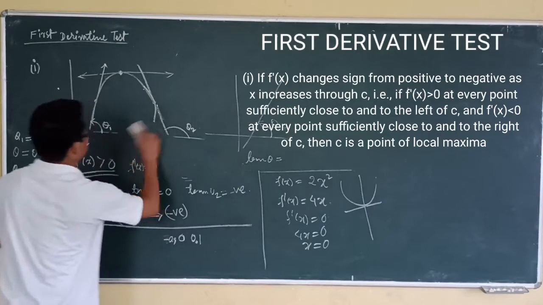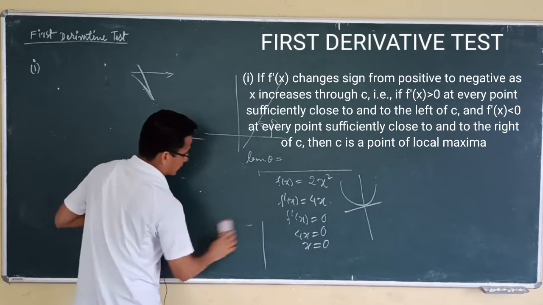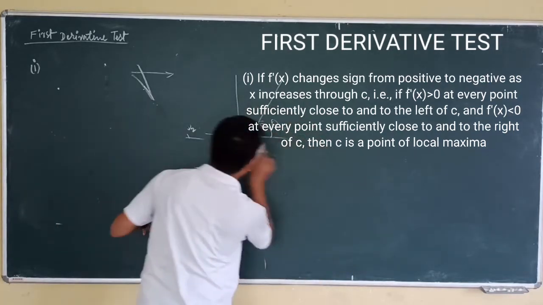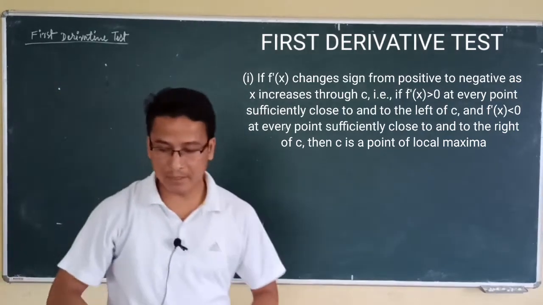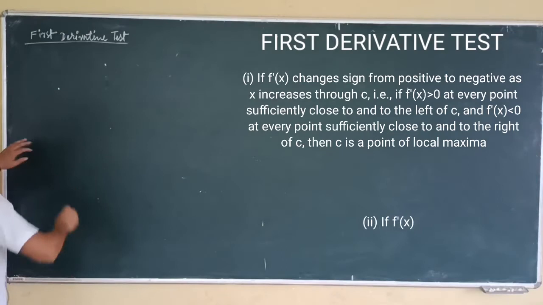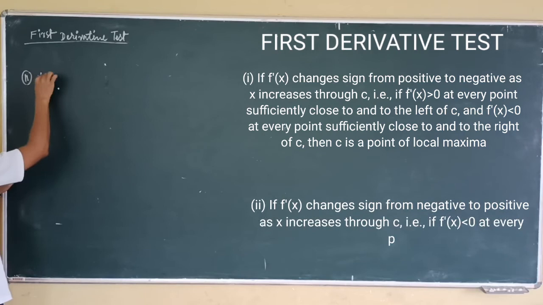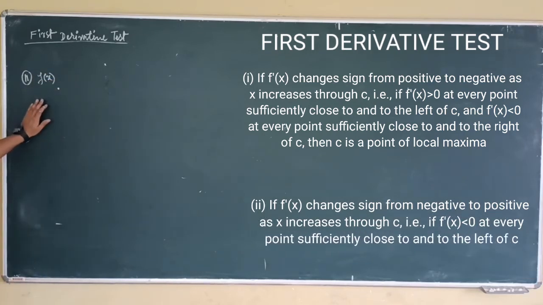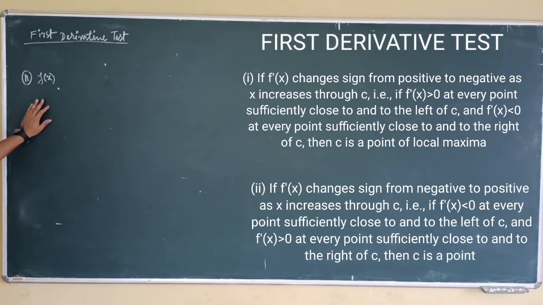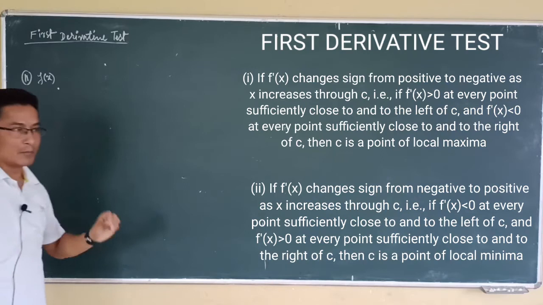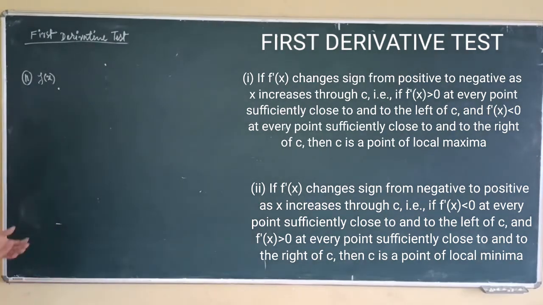Okay. So similarly, we go for the next one, that is the minimum value. For the minimum value, our condition number 2 says that if a function travels from negative to positive direction, then you will get the minimum value of a function, or local minimum value. That means sometimes more than 1.